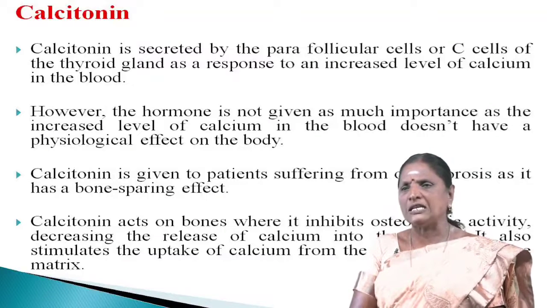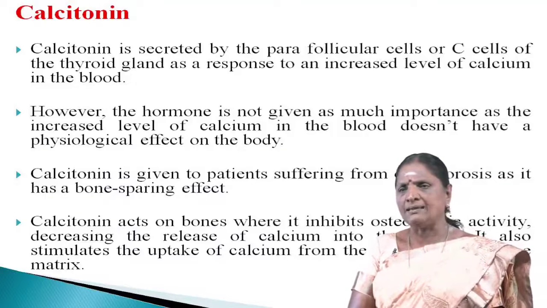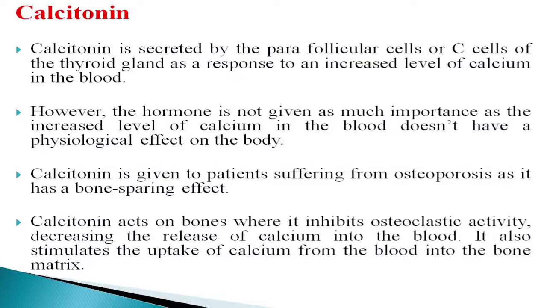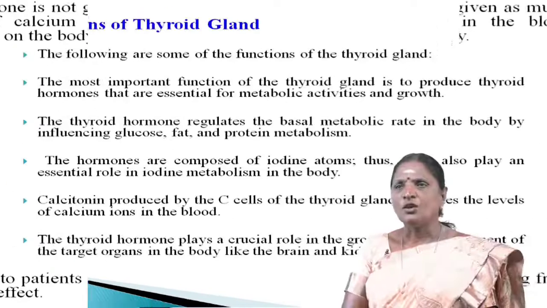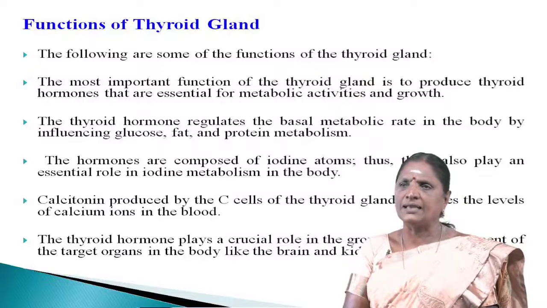Calcitonin is given to patients suffering from osteoporosis as it has a bone sparing effect. Calcitonin acts on bones where it inhibits osteoclastic activity, decreasing the release of calcium into the blood. It also stimulates the uptake of calcium from the blood into the bone matrix. Functions of the thyroid gland. The following are some of the functions of the thyroid gland.